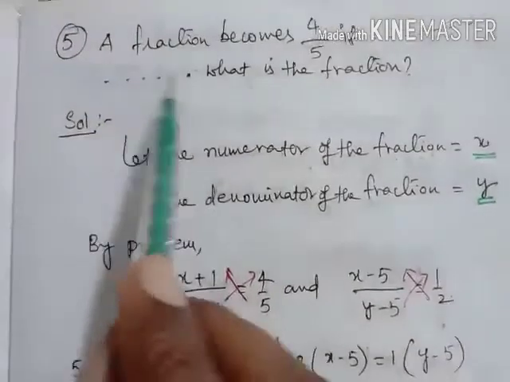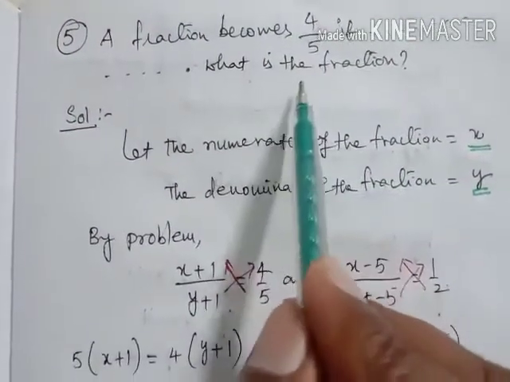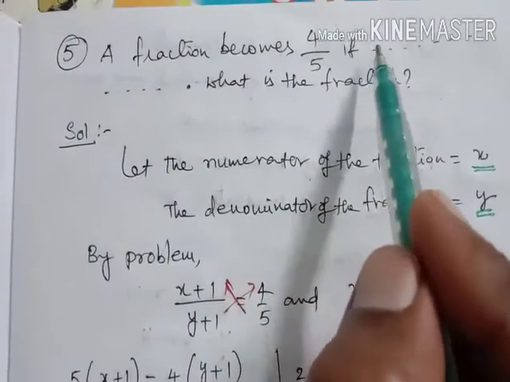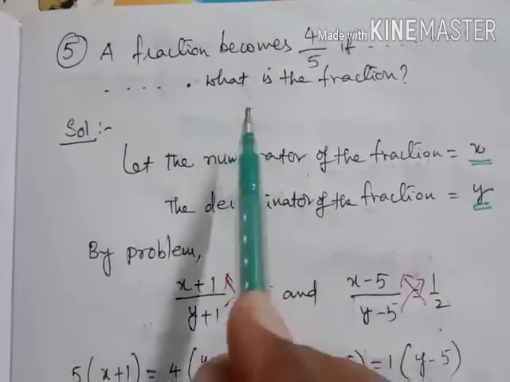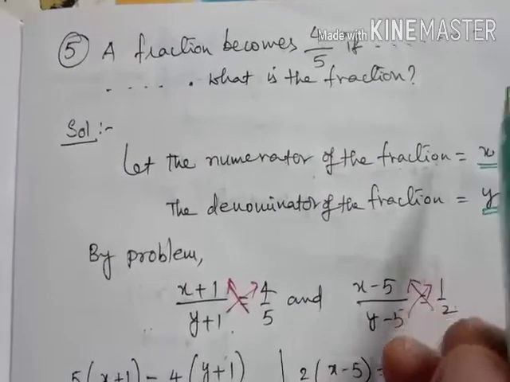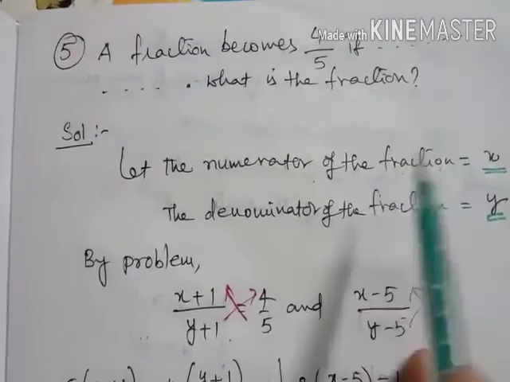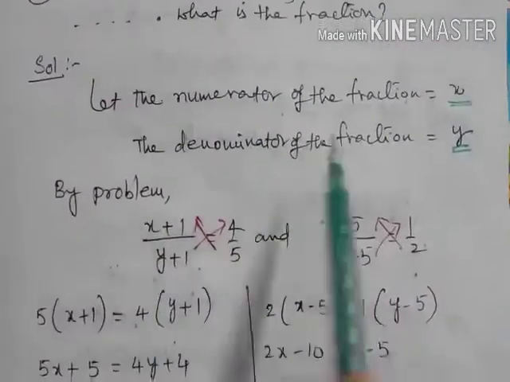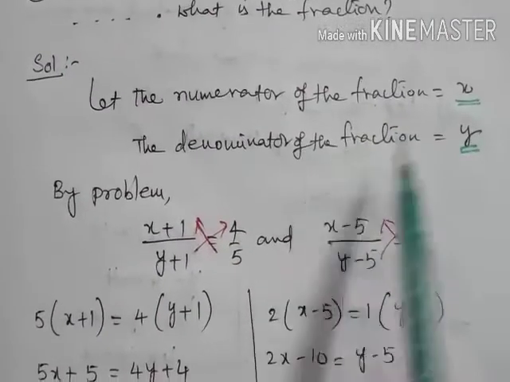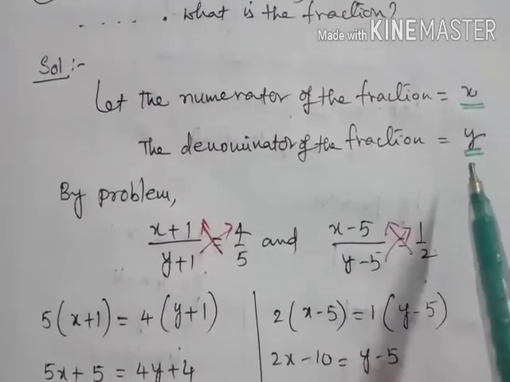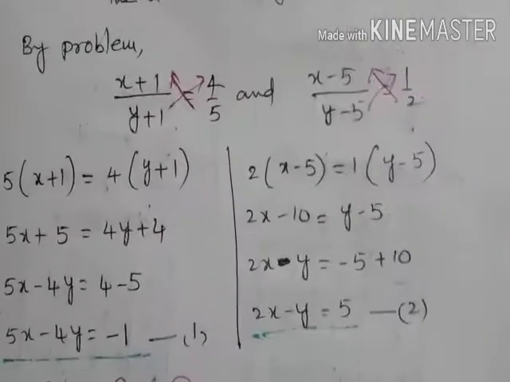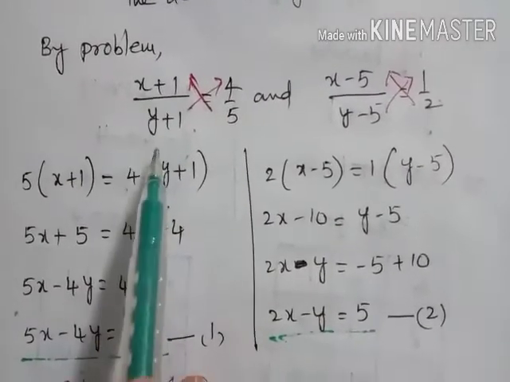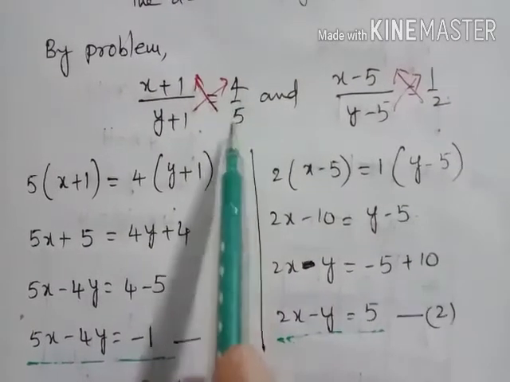And the next one: a fraction becomes 4 by 5 if 1 is added to both numerator and denominator, and if 5 is subtracted from both numerator and denominator like this, what is the fraction? So we don't know the actual numerator and denominator. I am taking x and y. Let us assume the numerator and denominator. So when you are adding plus 1 to both numerator and denominator, it is equal to 4 by 5.